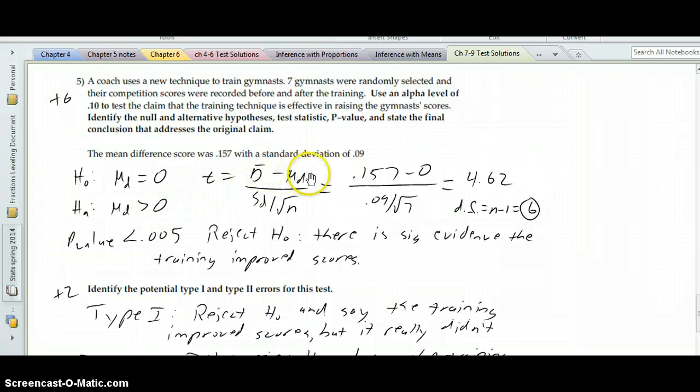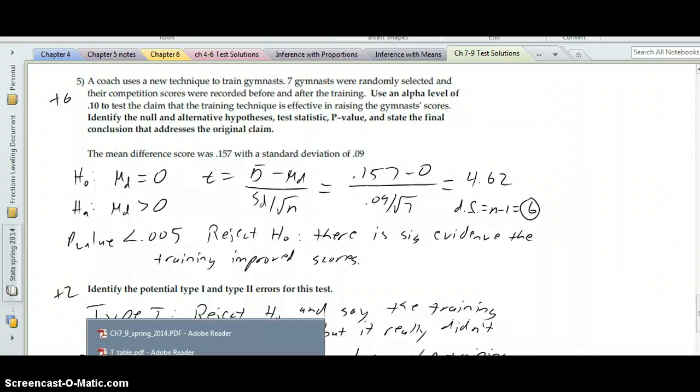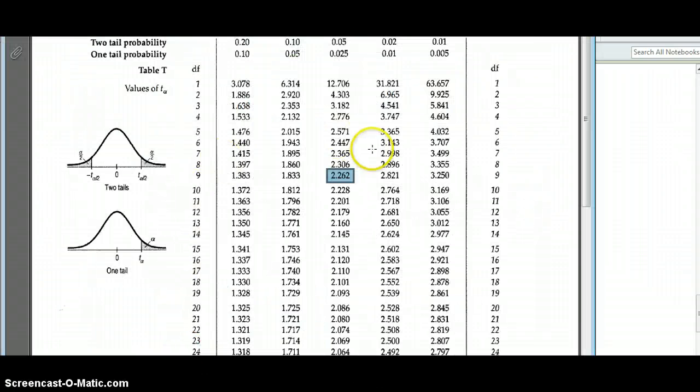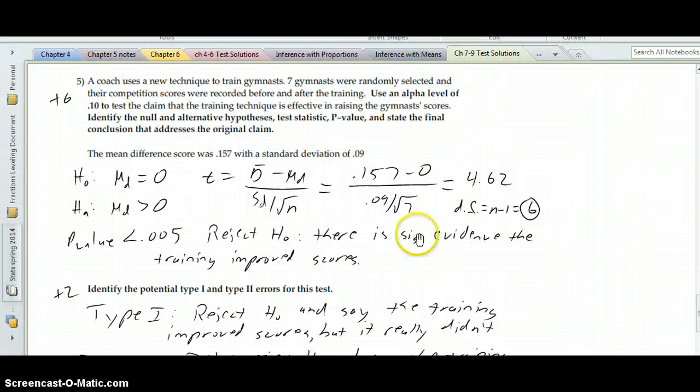And t is d bar minus mu sub d. So the average difference, it says right there, the mean difference was 0.157. And our assumption was that there was going to be none, so that's a 0. And we get a t statistic of 4.62. There's 7 gymnasts. If we look in row 6 for 4.62, again, off the charts here, that means yes, there is a significant difference. It's very rare that you get this much difference just by random chance. So we are going to reject the null. There is significant evidence the training did improve the scores.